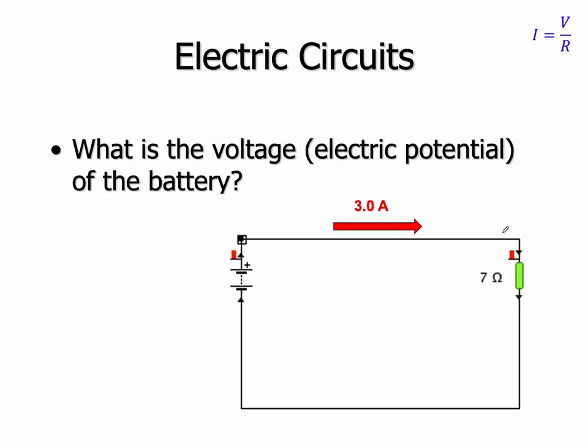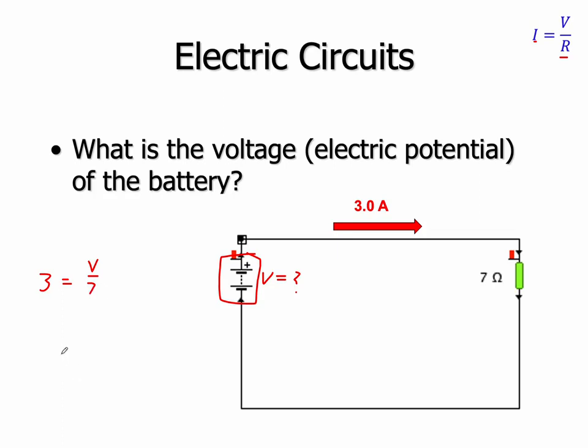Here it is with schematics. This time a little bit more interesting. We've got a resistor, or a device which has a 7 ohm resistance. We've got 3 amps of current going through the circuit. The question in this case is, what's the electrical potential or the voltage of this battery? How do we solve this one? Again, a plug and chug problem. In this case, though, we know the current is 3. So using the equation here, we're looking for the voltage. And we know the resistance, R, is 7.